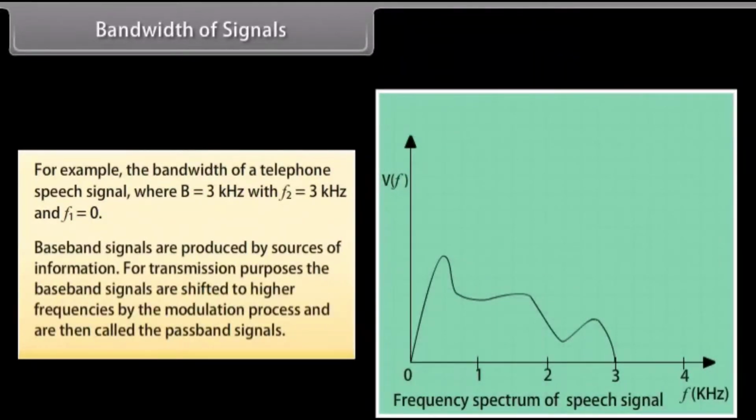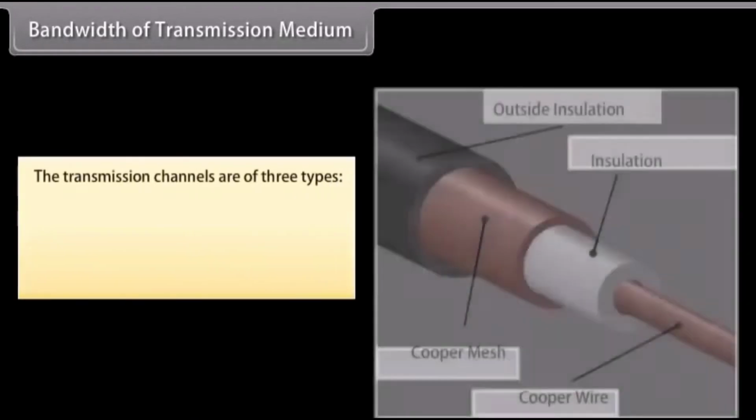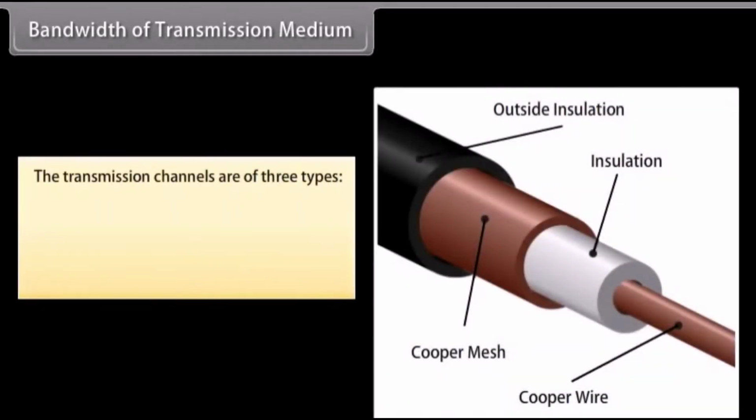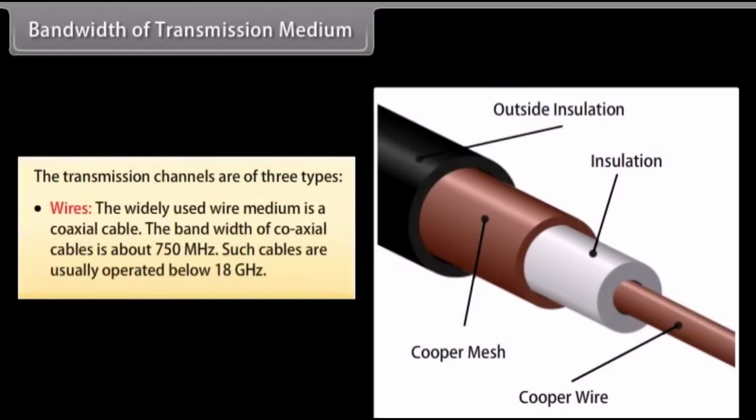Baseband signals are produced by sources of information. For transmission purposes, the baseband signals are shifted to higher frequencies by the modulation process and are then called the passband signals. Bandwidth of transmission medium. The transmission channels are of three types. Wires. The widely used wire medium is a coaxial cable. The bandwidth of coaxial cables is about 750 MHz. Such cables are usually operated below 18 GHz.